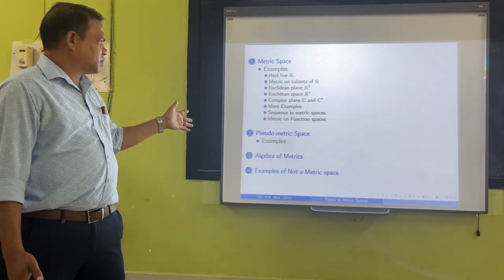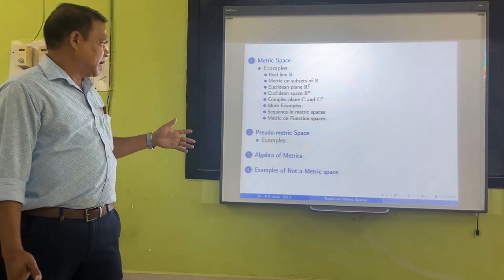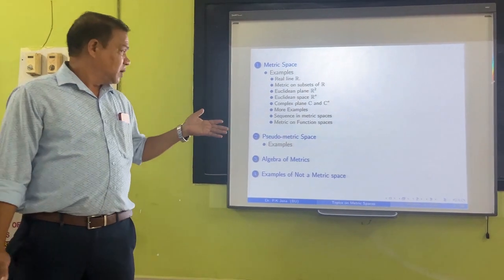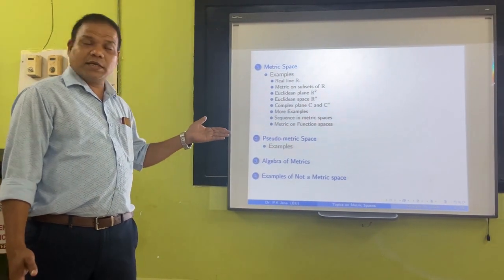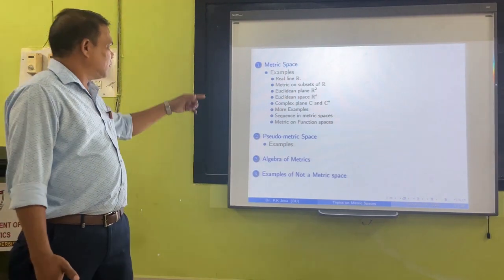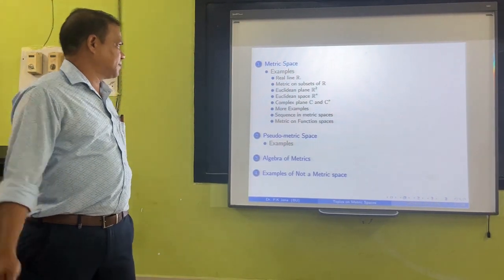Then we come to the pseudometric space and the algebra of matrices. And a very important part is that we'll see examples of what is not a metric space. So then we'll see the definition of the metric space.